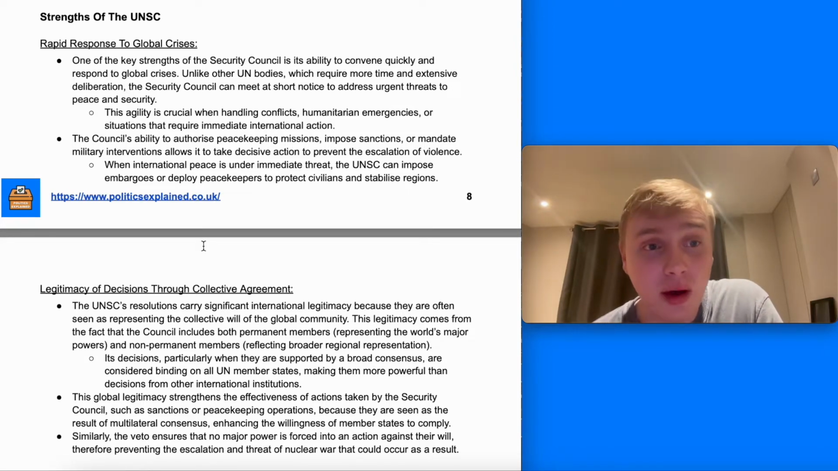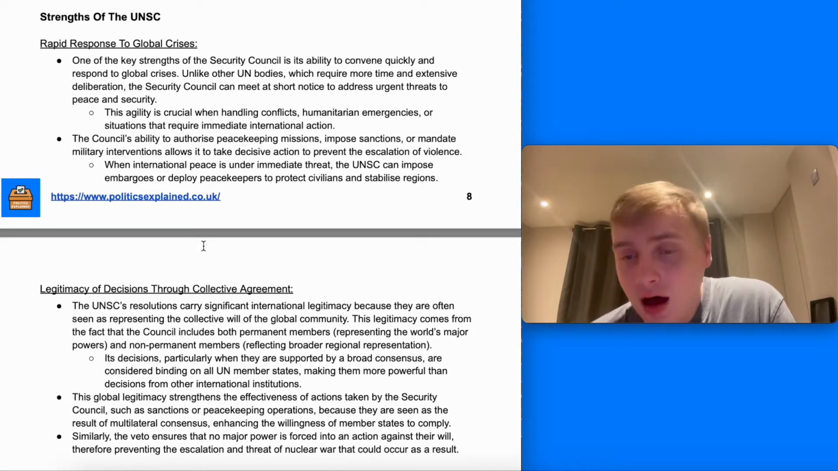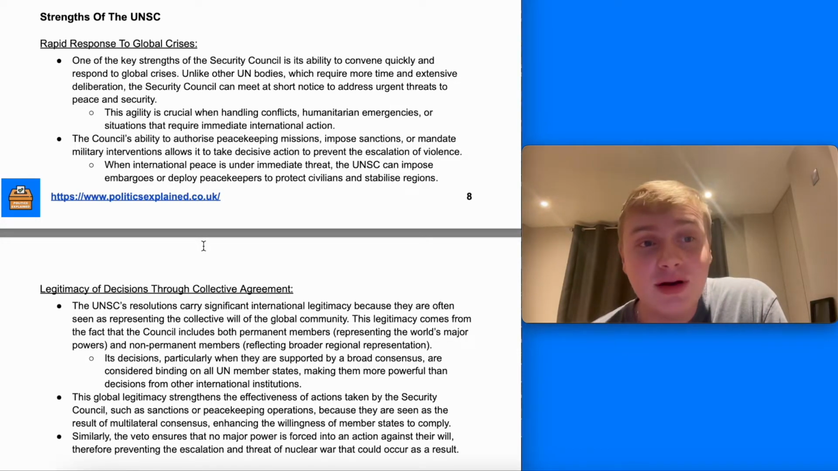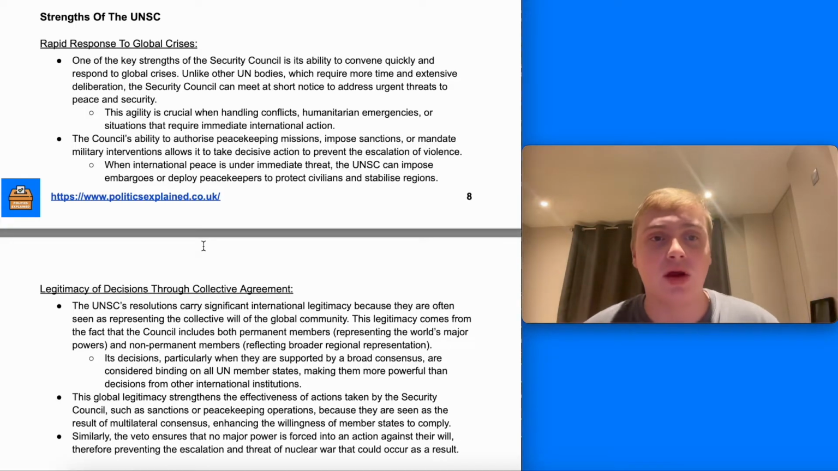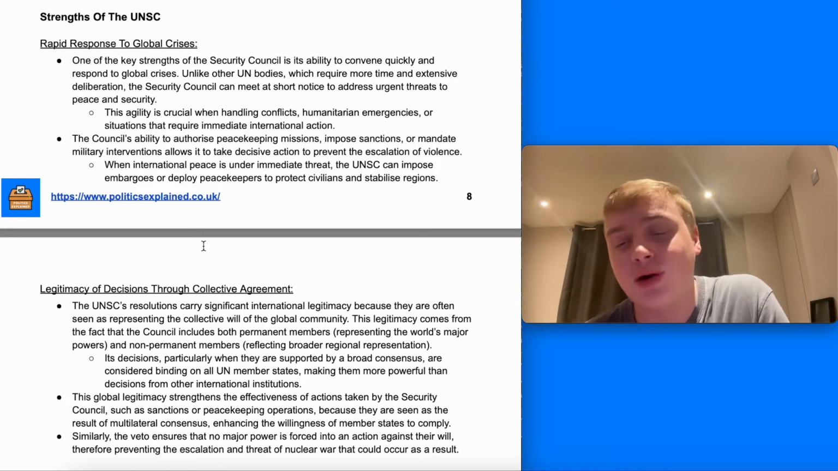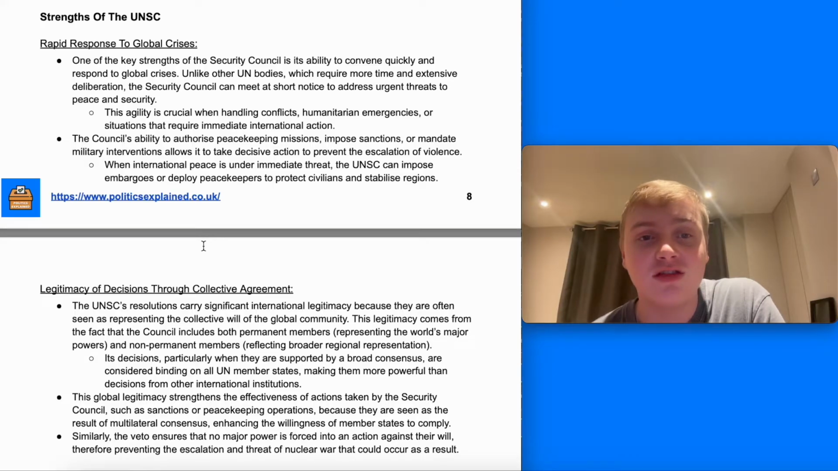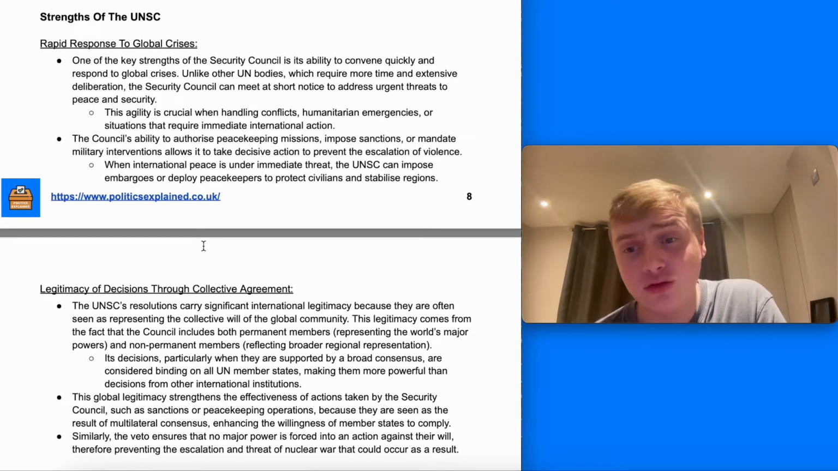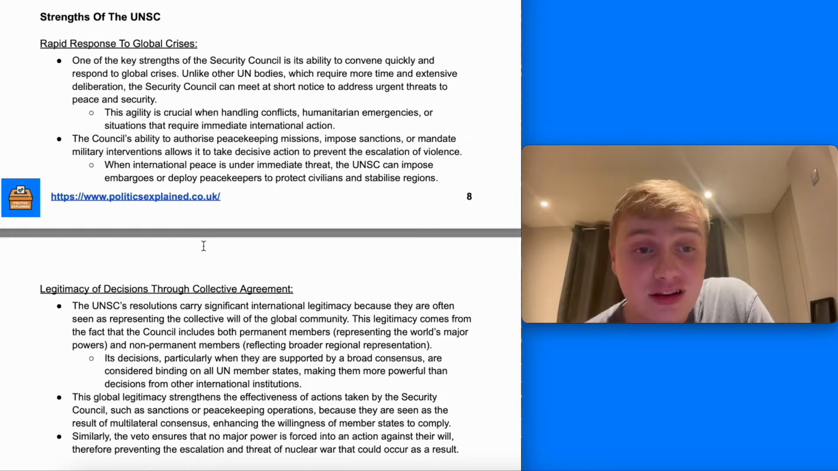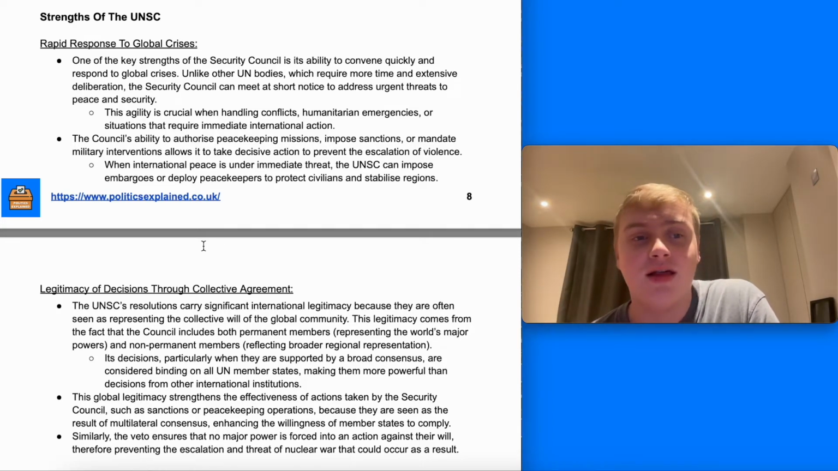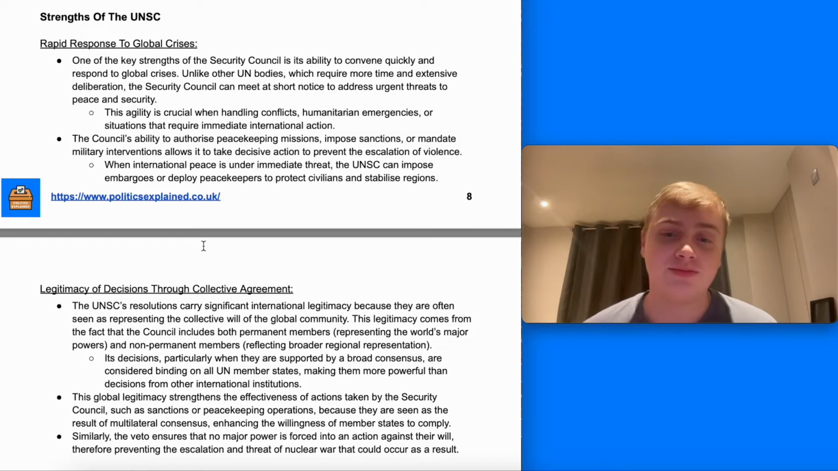So it's able to convene quickly and respond to global crises, unlike other UN bodies which require more time and extensive deliberation, particularly the UN General Assembly, which represents all 193 member states. And this is really crucial when handling conflicts, humanitarian emergencies, or situations that require an urgent response. The Council's ability to authorise peacekeeping missions, impose sanctions, or mandate military interventions allows it to take decisive action to prevent the escalation of violence.